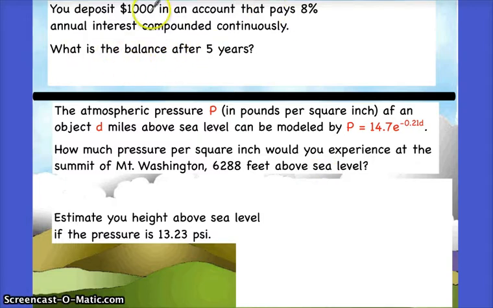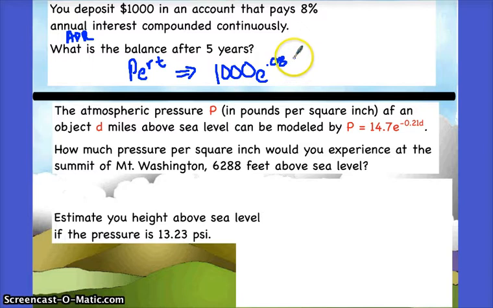Well, if I want to know the balance of $1,000 at 8% interest, compounded continuously, notice it's still 8% APR, annual interest, but compounded continuously, I'm not going to use my old compounding formula. I'm going to use PERT, or basically the principal times e raised to the rt, so for 5 years. It'll give me what my bank account will have after, again, 5 years.